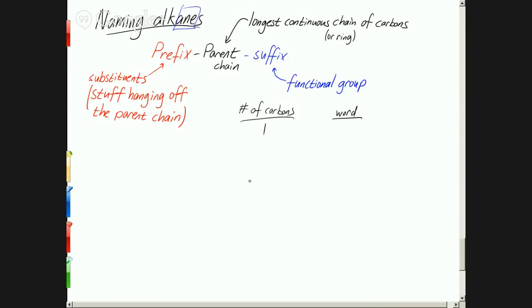So if we've got just one carbon, what's the word we use for that? Anybody know? Close, and we'll get to that. It's actually meth. So if we have a molecule of just one carbon and nothing else at all, it'd be CH4, that molecule is called methane. And we should put a little dash. So the alkane that just has one carbon is CH4, and the name is methane.